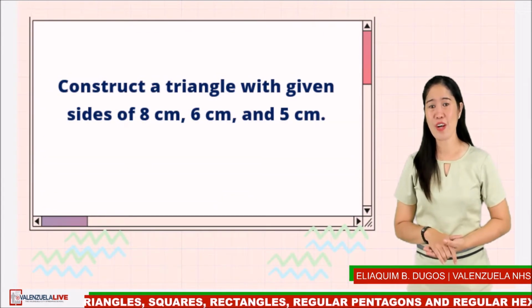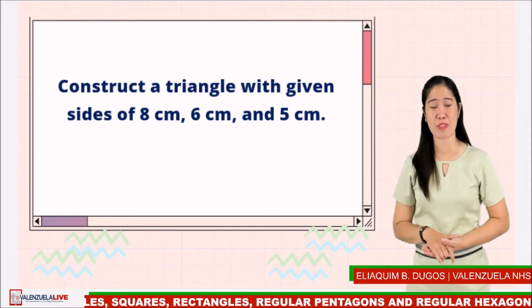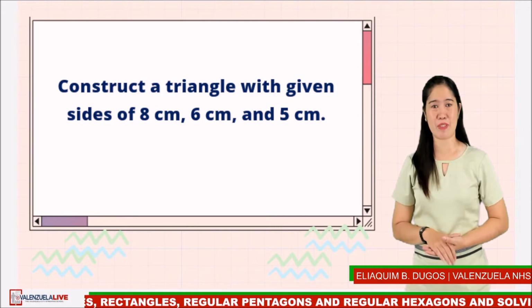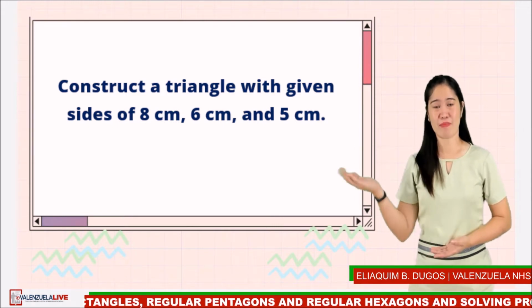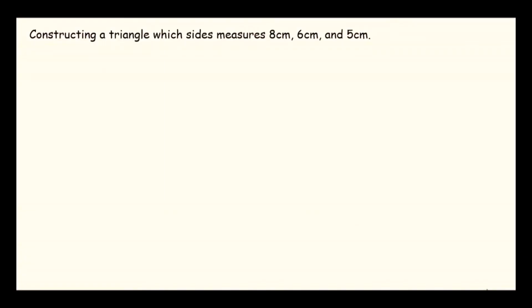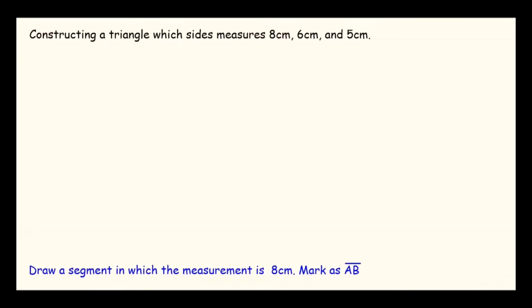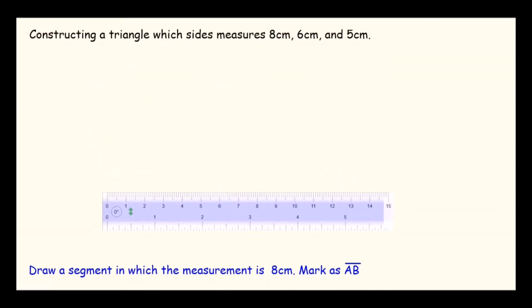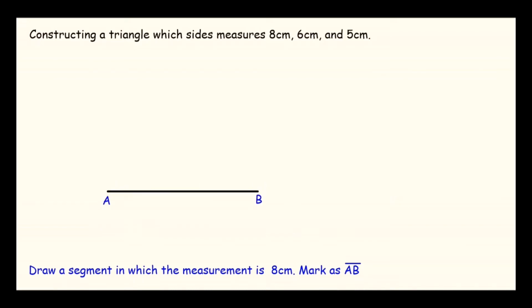a triangle with sides of 8 cm, 6 cm, and 5 cm. Watch this. Constructing a triangle whose sides measure 8 cm, 6 cm, and 5 cm. First, you're going to draw a segment in which the measurement is 8 cm using a ruler. Then mark it as segment AB.